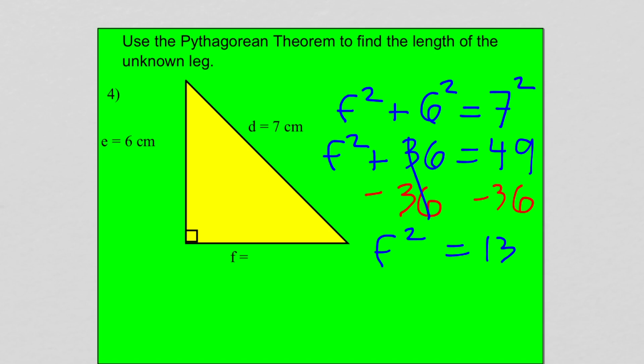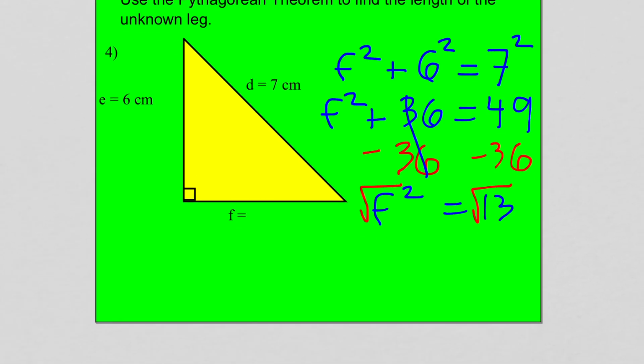And now, to figure out the value of f, I square root both sides of the equal sign, and I get f is equal to the square root of 13, and the square root of 13 is approximately 3 6/10. And I should write that properly, so use the approximate symbol because it's not an exact answer. Square root of 13 is approximately 3 6/10 centimeters. We could also estimate that, right? We know that the square root of 9 is 3, and the square root of 16 is 4. So the square root of 13 has to be somewhere between 3 and 4.